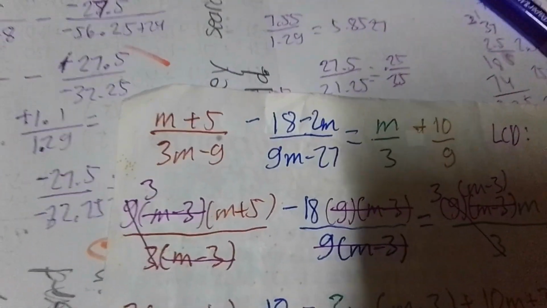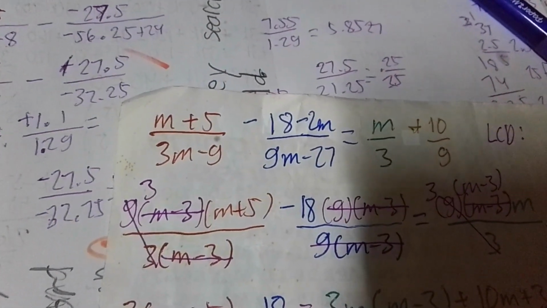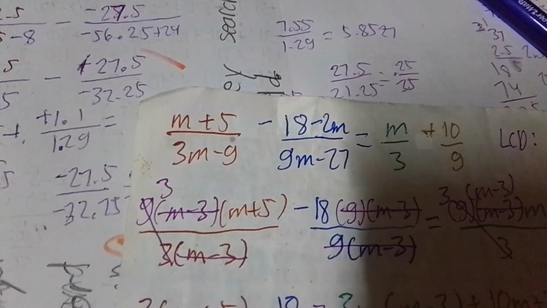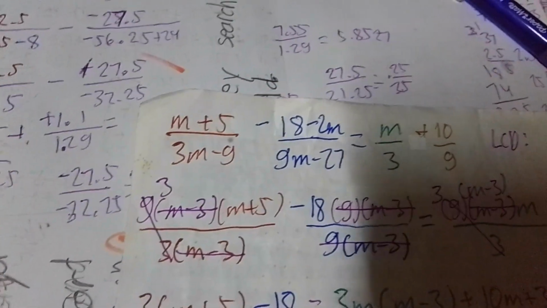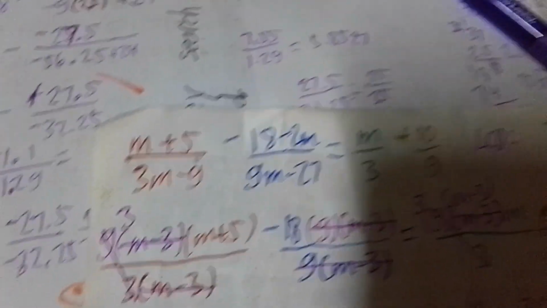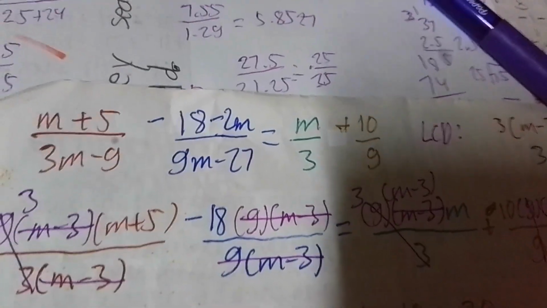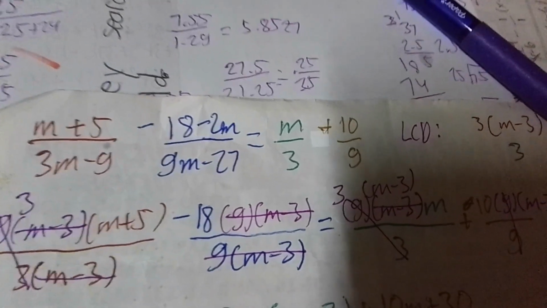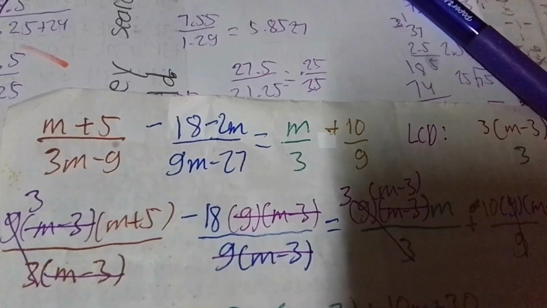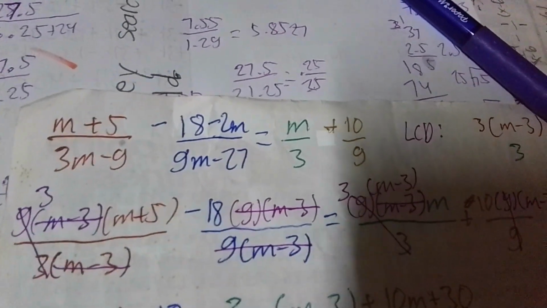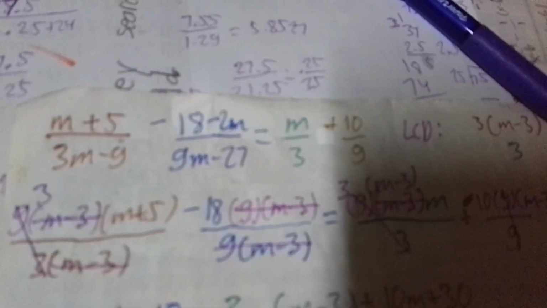The LCD is 9 times m minus 3. Now we can cancel out the m minus 3. On the red term, the m minus 3 is cancelled. And then the 9 divided by 3 is just 3. So we're just left with 3 times m plus 5 in the red term. On the blue term, we have 9m minus 27, and that can be factored out to 9 times m minus 3. They both cancel out. So therefore, you have minus 2m plus 18.